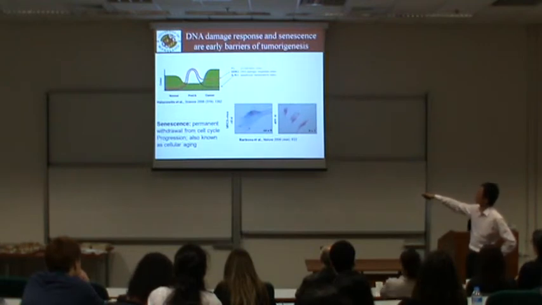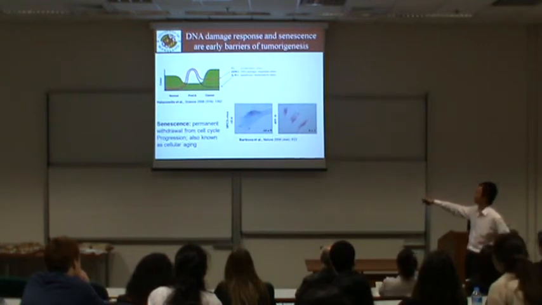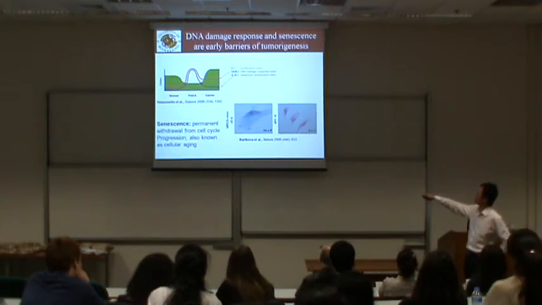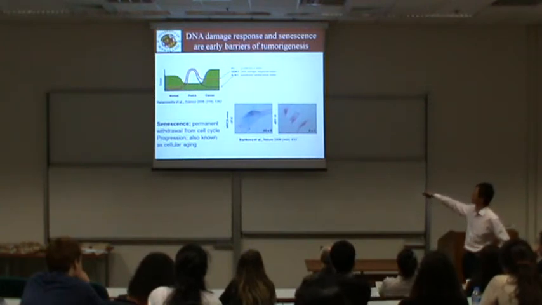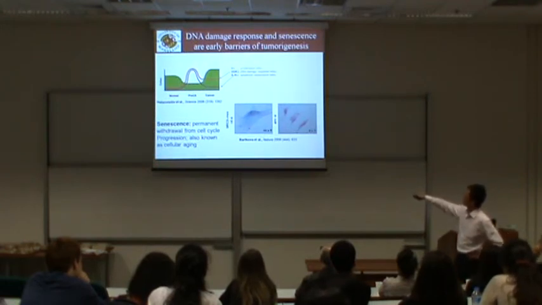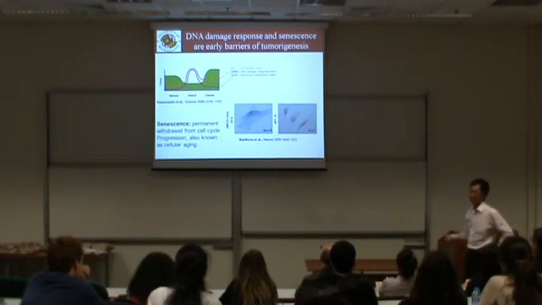MRC5 is a normal lung cell. If you infect the normal cells with the Ras oncogene, they quickly undergo senescence. That is an easy assay: you can measure beta-gal expression, which is one important, convenient marker of senescence. Once you have oncogene induction in the normal cell, you quickly see an increase in the senescence state.